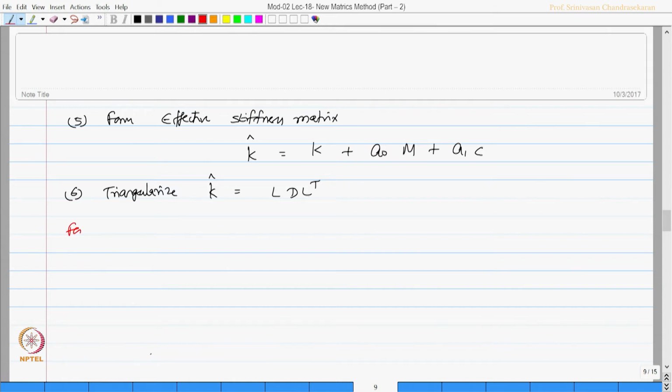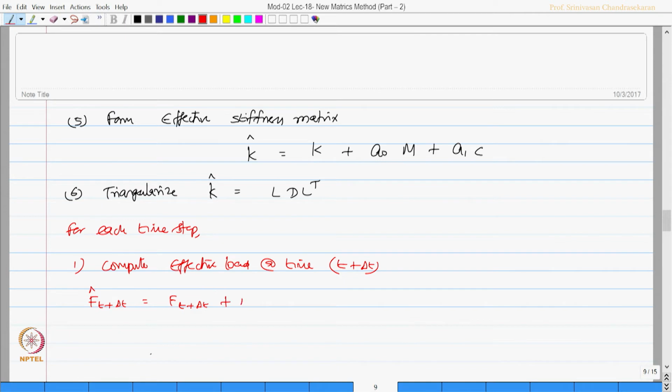For each time step now, compute the effective load at new time step t plus delta t, that is f hat t plus delta t will be equal to f t plus delta t plus m times of A0 u t plus A2 u dot t plus A3 u double dot t plus c times of A1 u t plus A4 u dot t plus A5 u double dot t.